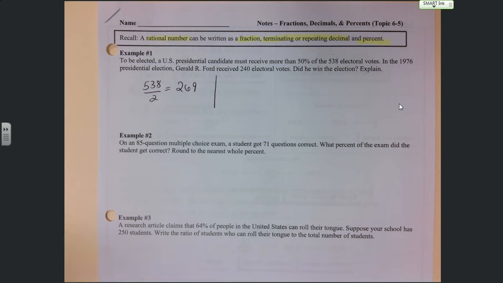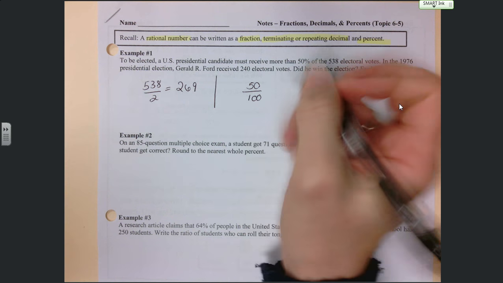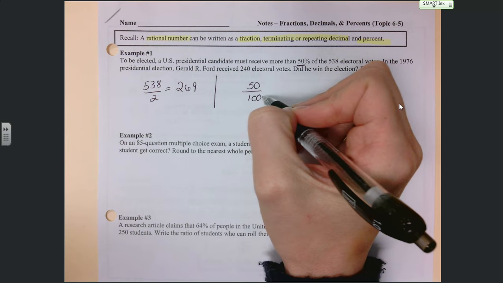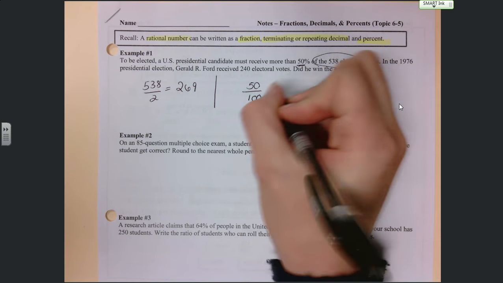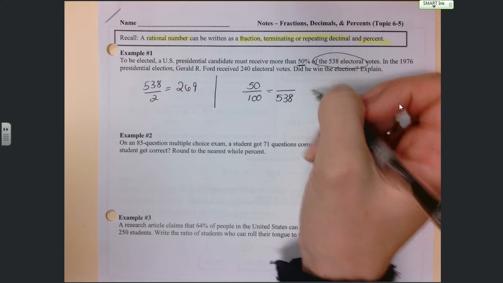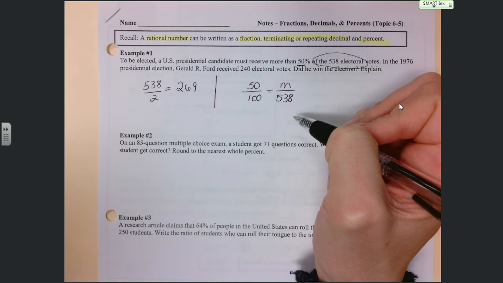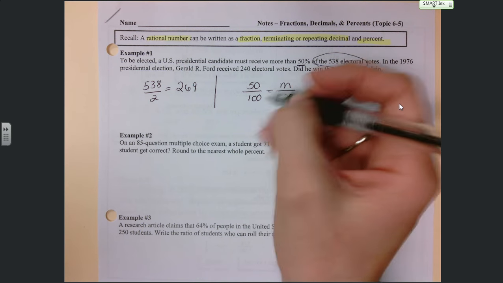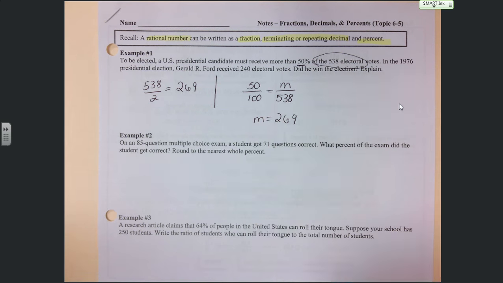Or you could say, as a percent question, 50 over 100, because remember I said any number that is in front of the percent sign, you can always write it over 100. 50% of the electoral votes. So that's telling you that the 538 would go in the whole section. And then I would be looking for what 50% of 538 is. I go through and I cross multiply, and I would also get the answer of 269.